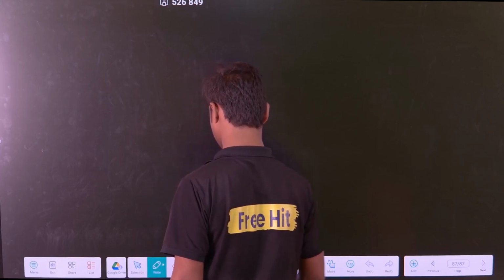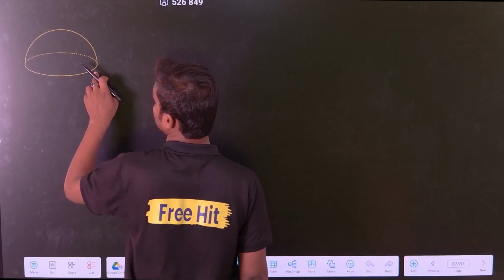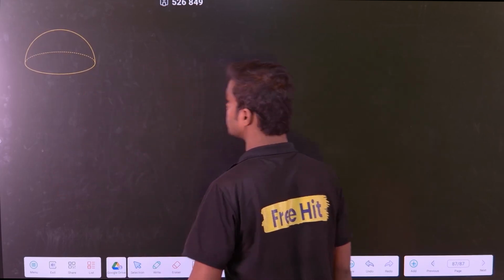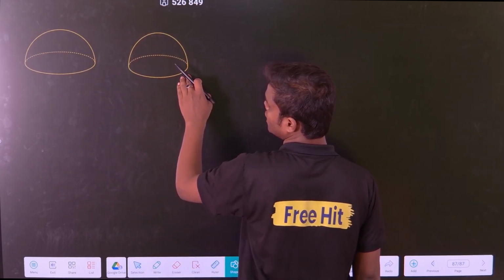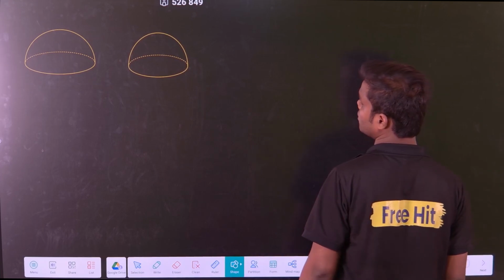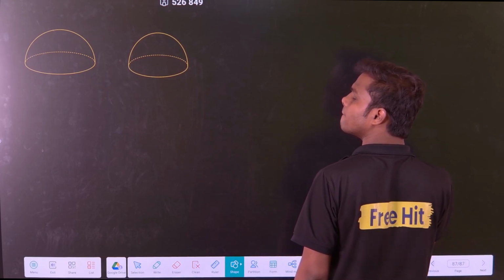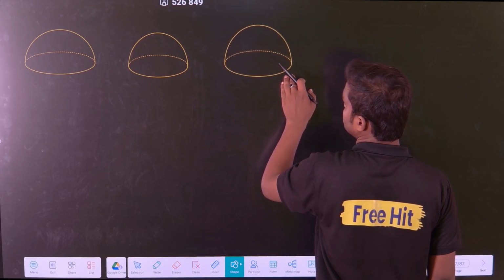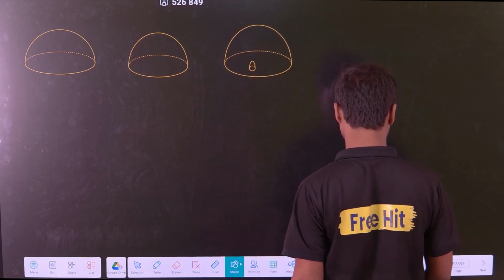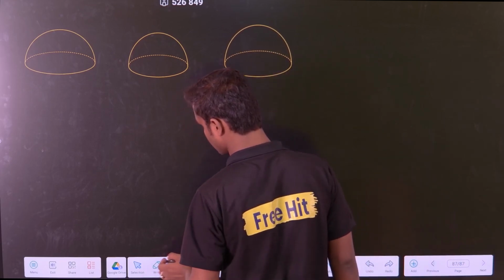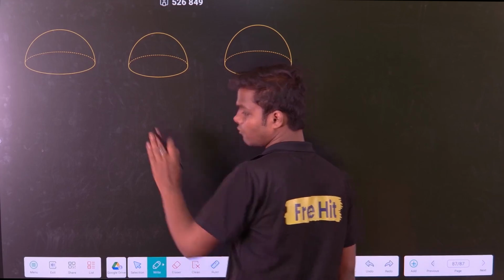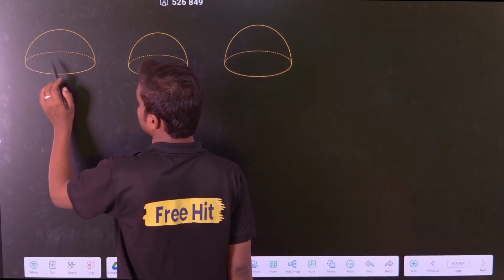Let us take some examples. Suppose this is a hemisphere. There is another hemisphere, and there is one more hemisphere, but there is a difference between these three hemispheres. What is the difference? Let's see. The first case, this hemisphere is closed.